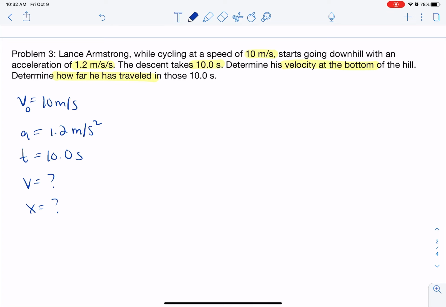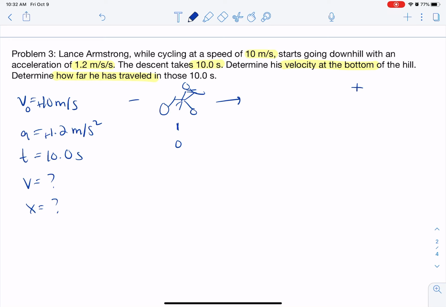Let's sketch the situation. We have a bicycle and a person on it. Okay. Let's say he starts at 0. I always like to make him start at 0 because it just means you have fewer calculations to do. And we know his velocity is positive, so he's moving in the positive direction. His acceleration is positive, so that means he's speeding up.